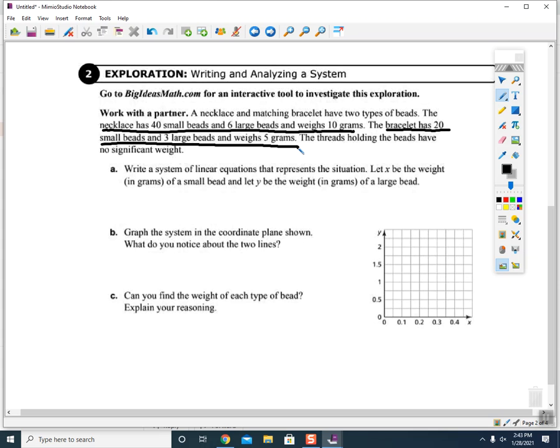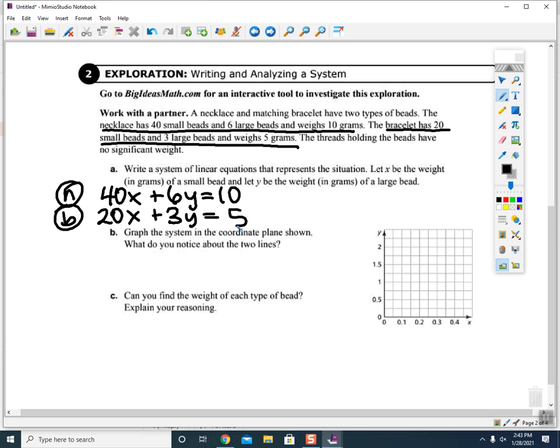If I'm looking at the necklace, I have 40 small beads, so we'll say 40x, plus another 6 large beads, so 6 times y, that's going to equal 10. Okay, that's my first equation. It's the equation for my necklace. The equation for my bracelet, then, I would do a similar thing. We've got 20x plus 3y equals 5.